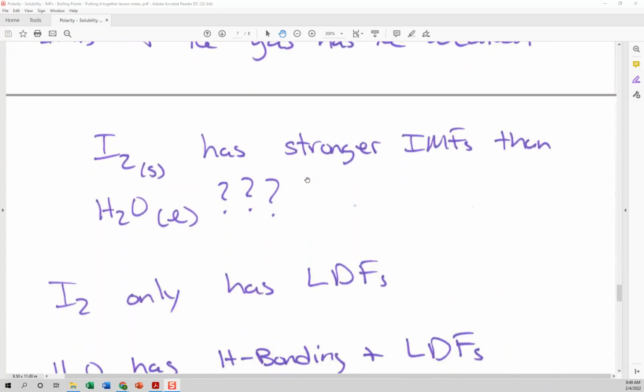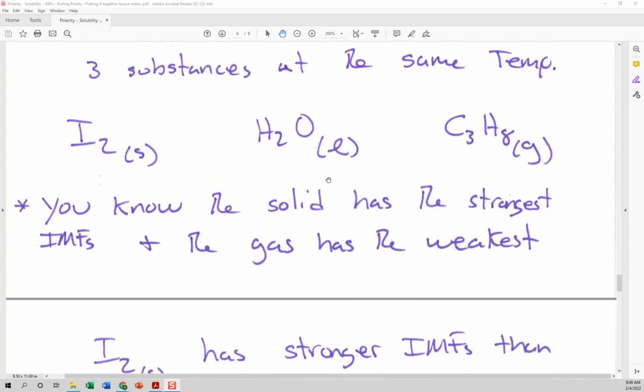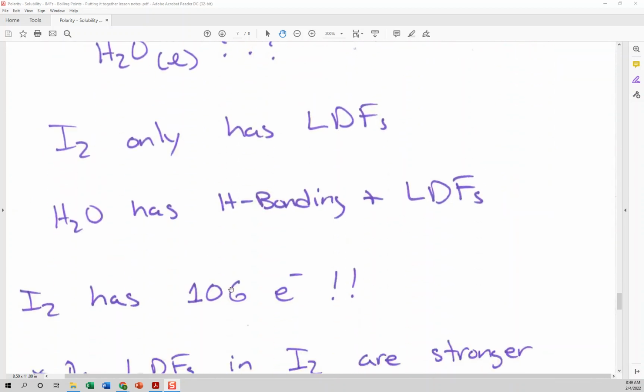Well, remember, you can't just blindly say hydrogen bonding is always stronger than London dispersion. When things are similar in size, similar in number of electrons, hydrogen bonding is going to beat London dispersion. But if we look at iodine, iodine has 106 electrons, 53 plus 53. Water only has 10 electrons. So water has hydrogen bonding, but unfortunately, it's not strong enough to overcome the 106 electrons, the big electron cloud of iodine and its random London dispersion forces, okay?